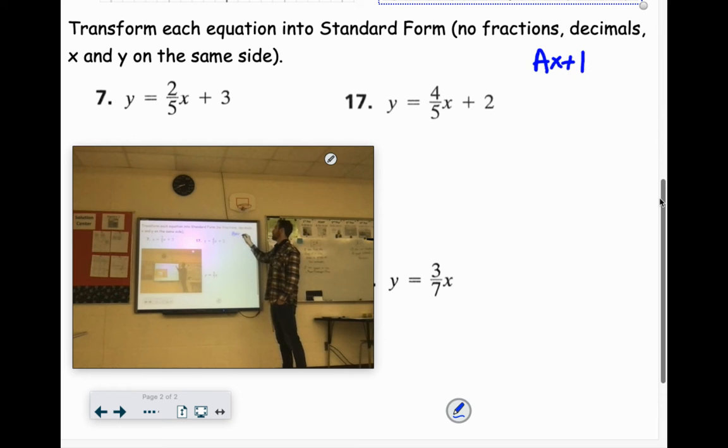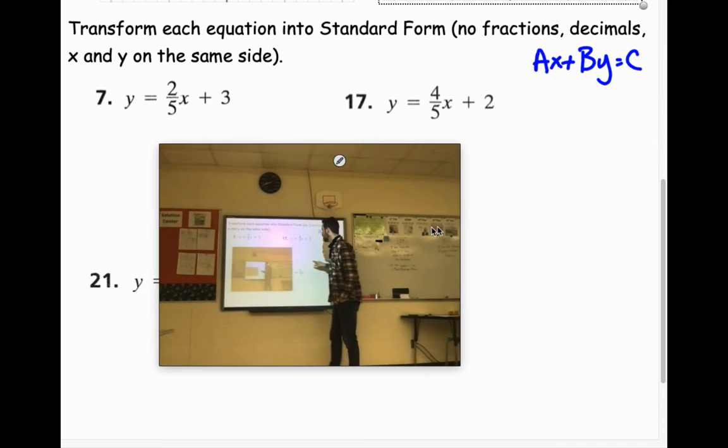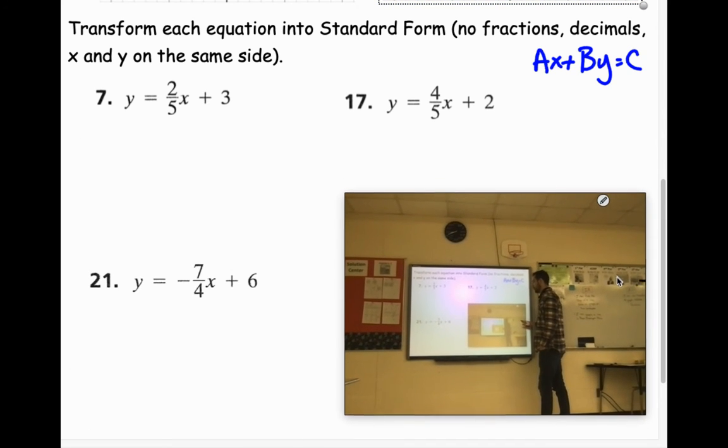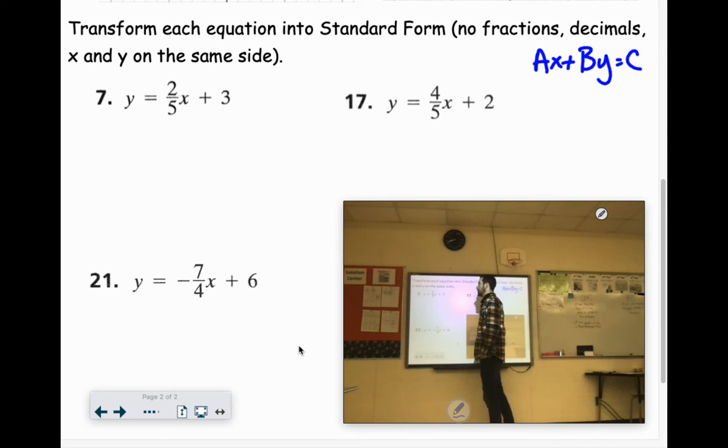For standard form, here's the base formula. And I remember it like, oh, you left an x by the c. All right. So we've cleared fractions before, we've transformed formulas before, so this is just more of that. Let's get rid of the fraction on number 7 here.